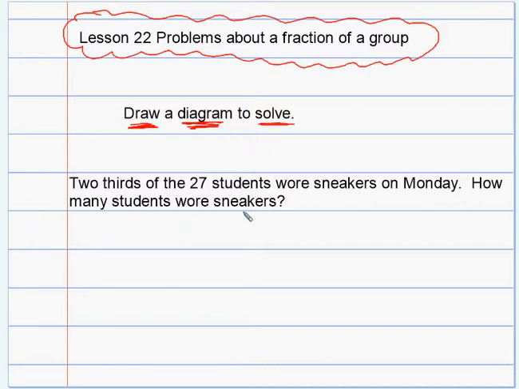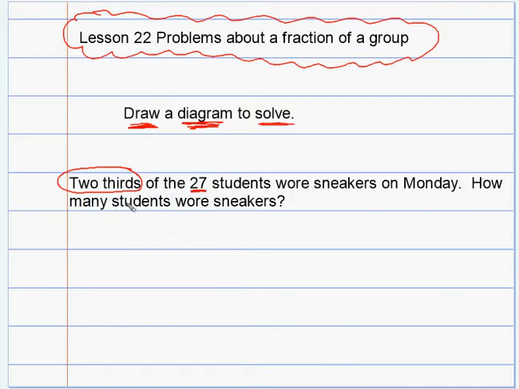Here is an example. Please write this in your notes. 2/3 of the 27 students wore sneakers on Monday. How many students wore sneakers? We're going to walk through this problem together. We need to know this information here, 2/3, and how many there are. We're going to start with what fraction we know, or what part we know, and how many there are total.